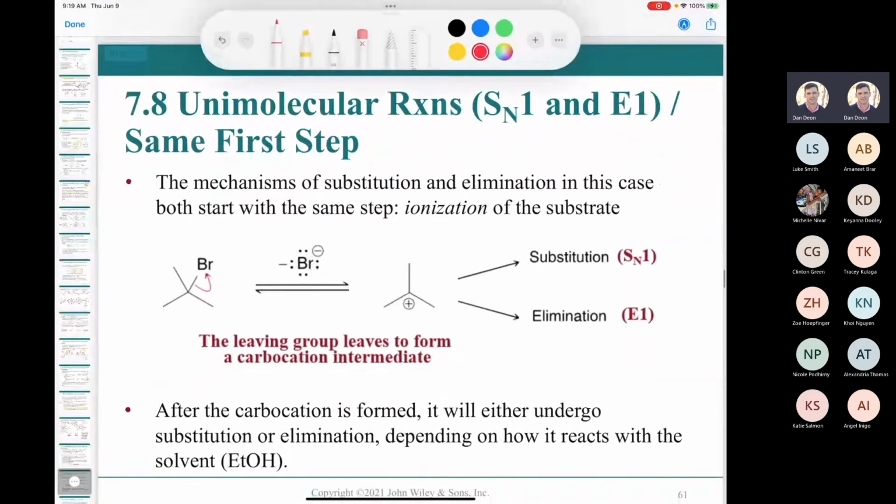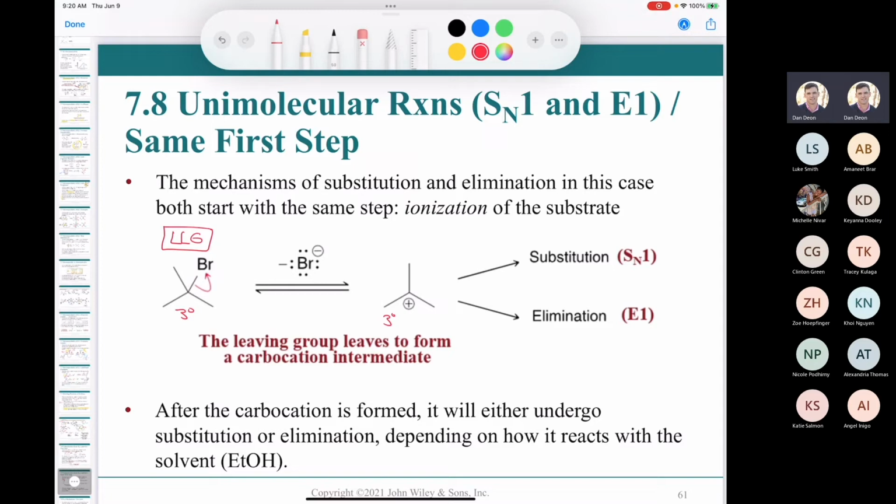Well, let's take a look at this in more detail. The mechanisms of substitution and elimination in this case both start with the same step, ionization of the substrate. Put another way, they both start with the loss of the leaving group, the bromide. It just falls off. And if you're thinking, well, why can that happen? That didn't happen in an SN2 or an E2. Well, it's because since we have a tertiary substrate, we end up with a tertiary carbocation. And we know that a tertiary carbocation is much more stable than a secondary, primary, or a methyl. And once we form that carbocation intermediate, it can undergo substitution by the solvent or elimination via the solvent to produce the SN1 and the E1 products respectively.